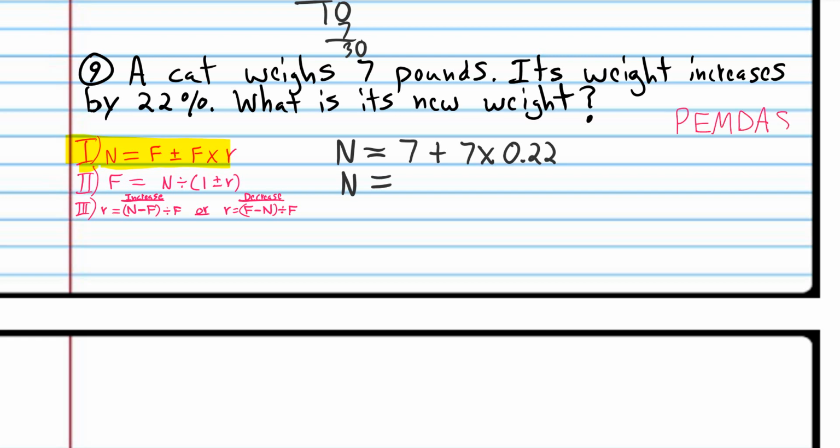PEMDAS. So we do parentheses first. There are no parentheses. Then we do exponents next. Then we're going to do multiplication next. We do have multiplication, so we're going to have to multiply 0.22 times 7.